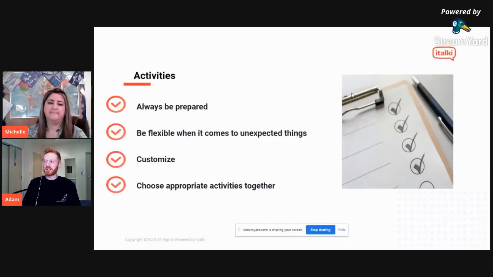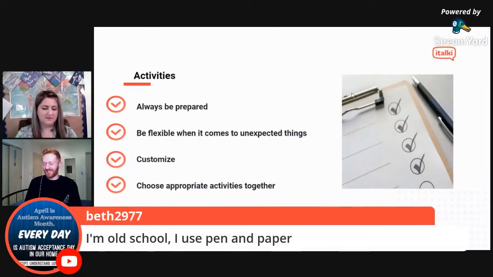Yeah, I don't think there's a right way of doing it. Everyone's completely unique with their preferences on it. And we've also got Beth in the chat who's also using paper as well. So nice one.